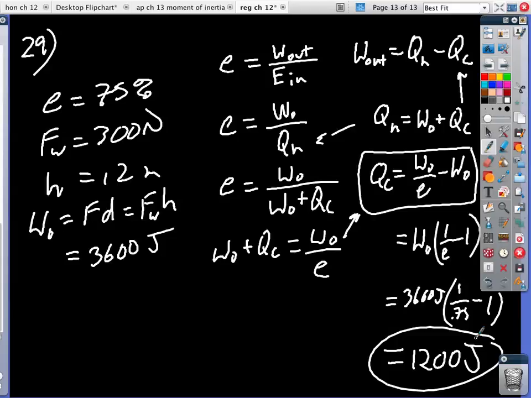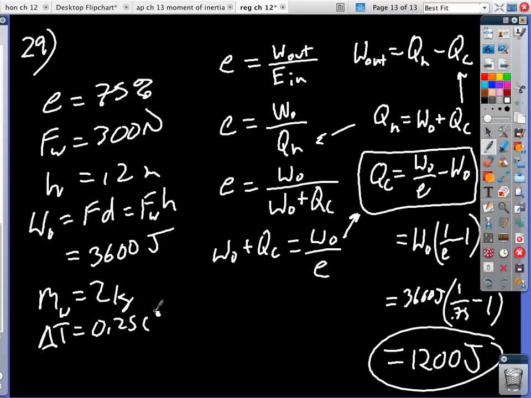Now the second part of the question says, what if it's raised quickly and the mass of the winch is 2 kilograms and the delta T is 0.25 Celsius degrees? How much heat is transferred to the surroundings during this lifting? All right, so we already know that based on the efficiency, 1200 joules is going to be lost to the environment. Does that make sense to everyone?